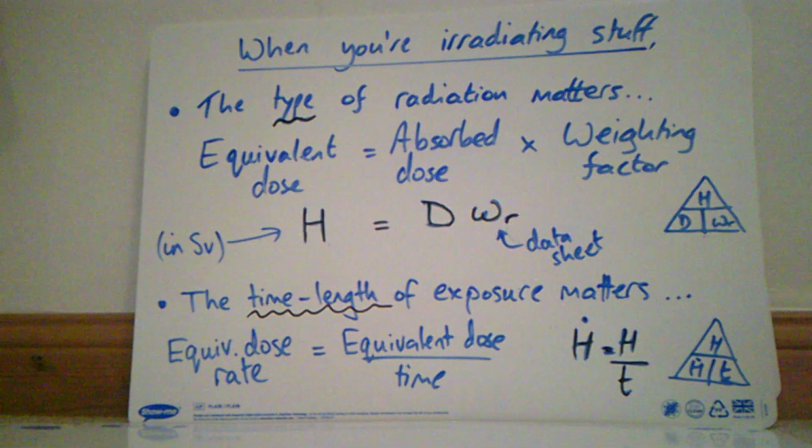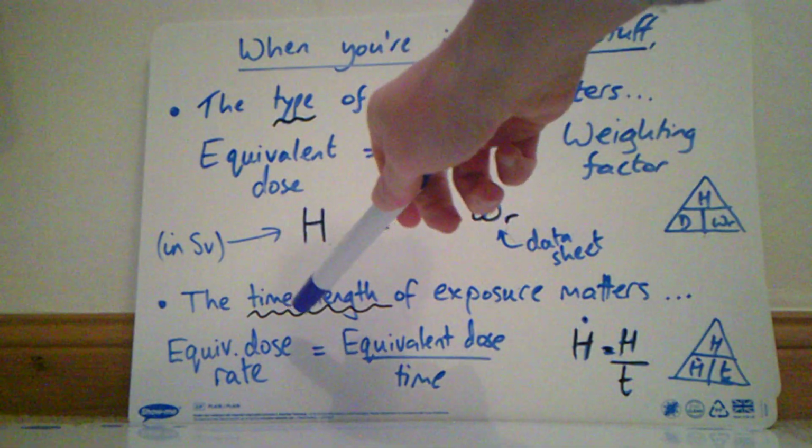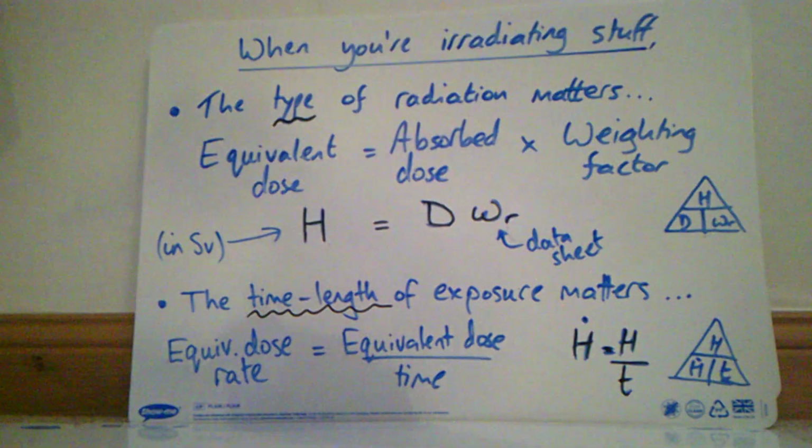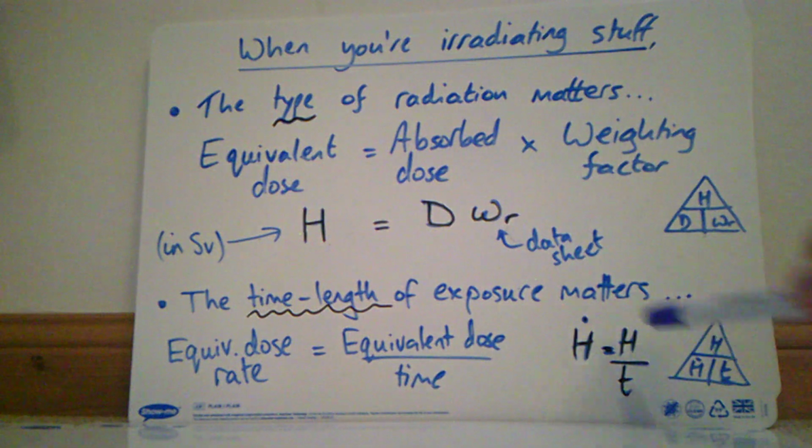So we've gone from absorbed dose to equivalent dose, and the most sophisticated measure of the dose is saying, hang on, something else matters, and that's the amount of time that you're exposed to this radiation for. So the time length of the exposure matters too. The final type of dose to be aware of, which is the one we actually use if you get involved in the nuclear industry, is equivalent dose rate. So equivalent dose rate, H dot, is the equivalent dose H divided by time. So H dot equals H over T, and there's the triangle.